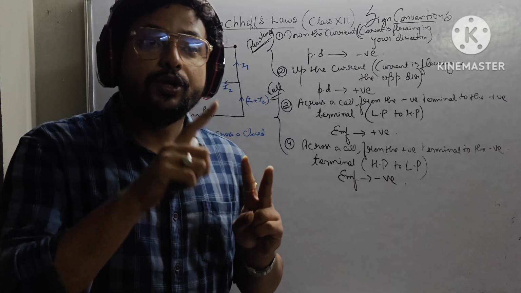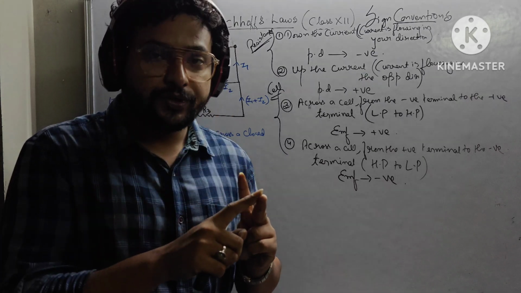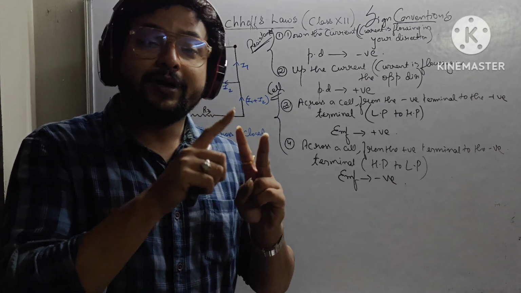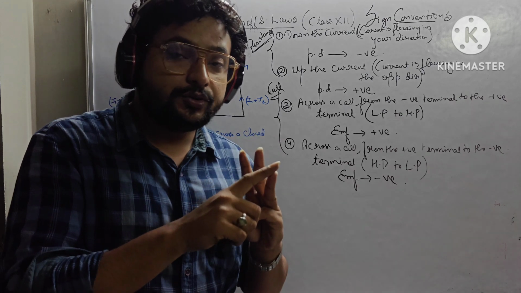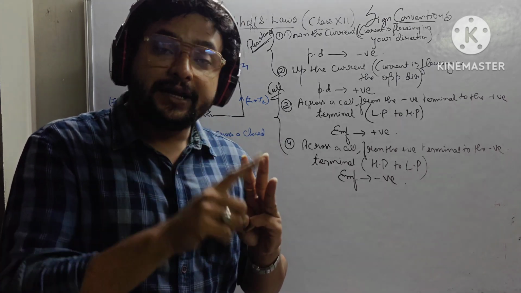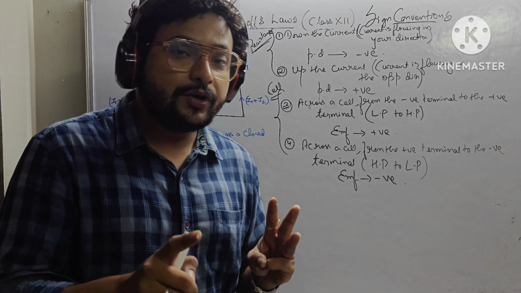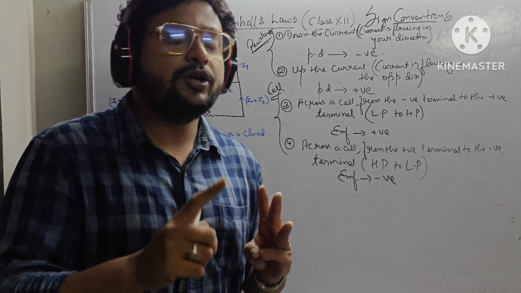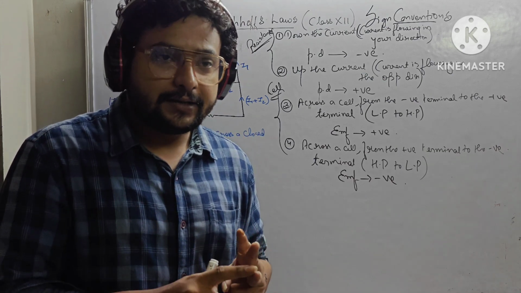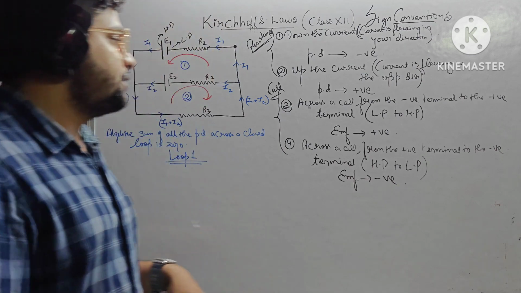Second thing that you have to do: mark the loops and see how many loops you require. Mark the loops. Third thing that you have to do is mark the direction in which you want to go, not the direction in which current is flowing, but the direction in which you want to follow. Mark that direction. Fine? Okay.